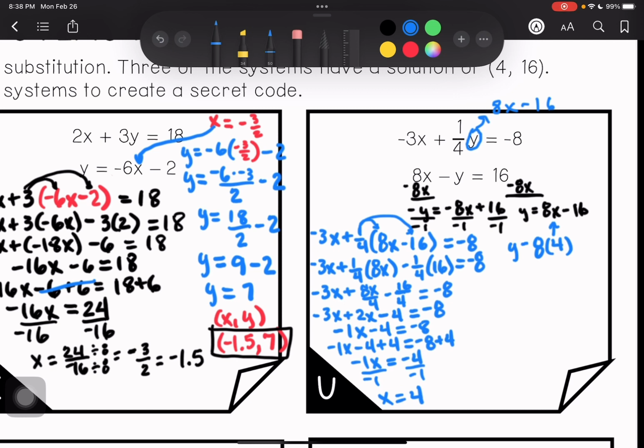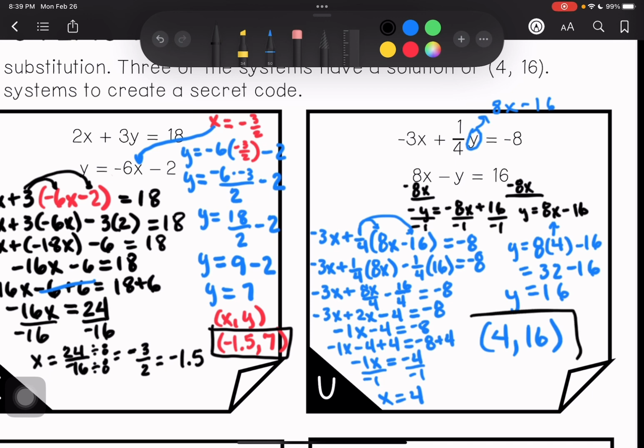So I have y equals 8 times 4 minus 16. That gives me 32 minus 16, which equals 16. So therefore, x equals 4, y equals 16. So the solution to the equation is (4, 16).